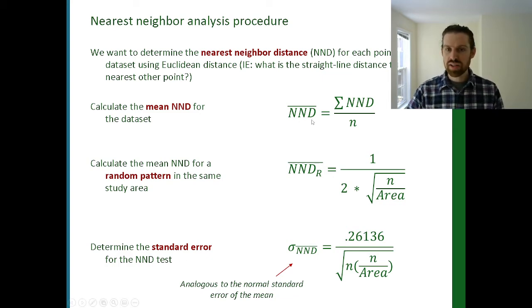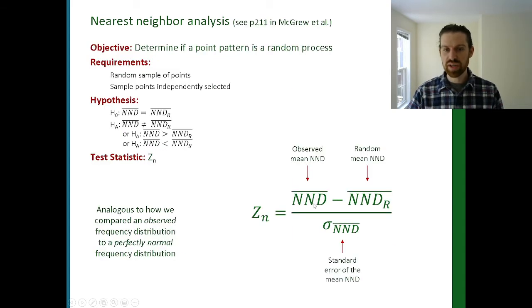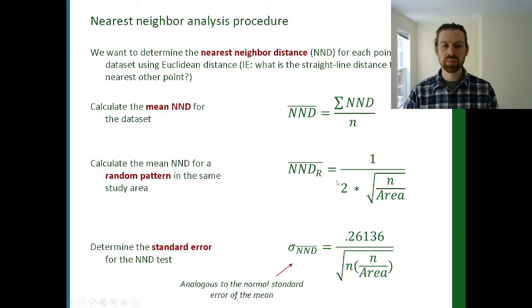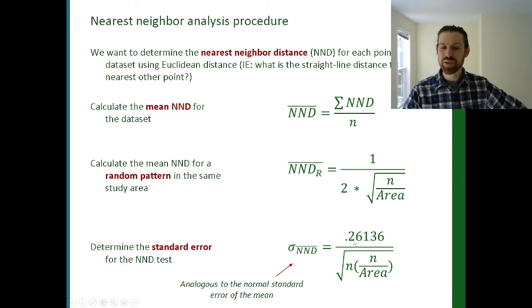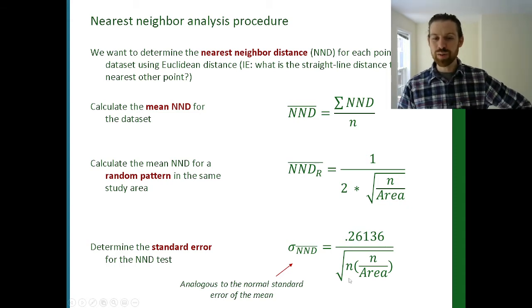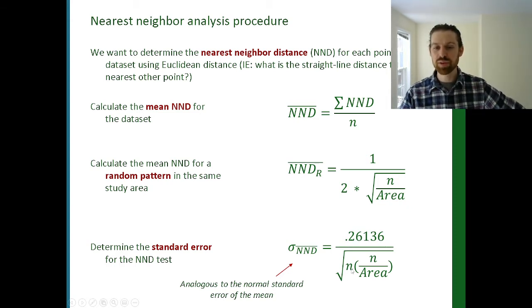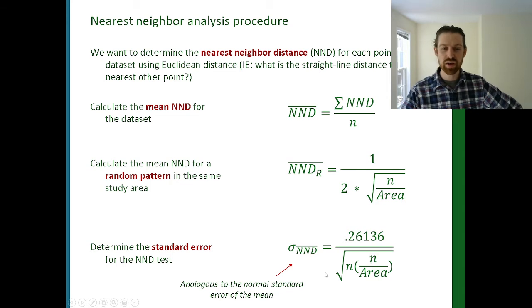Once we've got that, these are the two numerator metrics as I showed you in the previous case. We then need to get this standard error of the mean denominator. Essentially we need to take 2.26136 and divide it by the square root of n multiplied by n divided by the area. This gives us that standard error of the nearest neighbour distance, this sigma nnd bar.